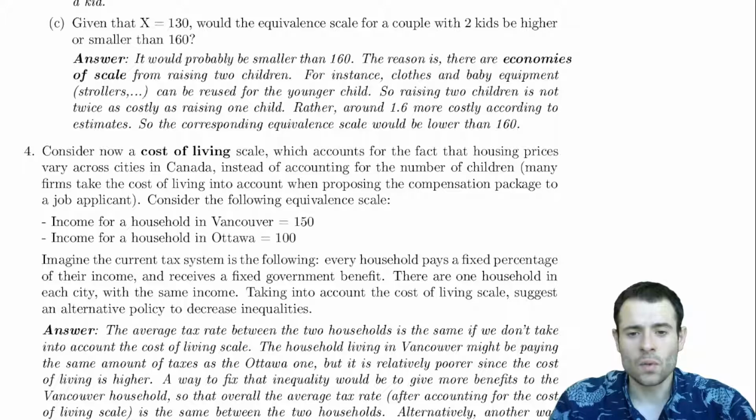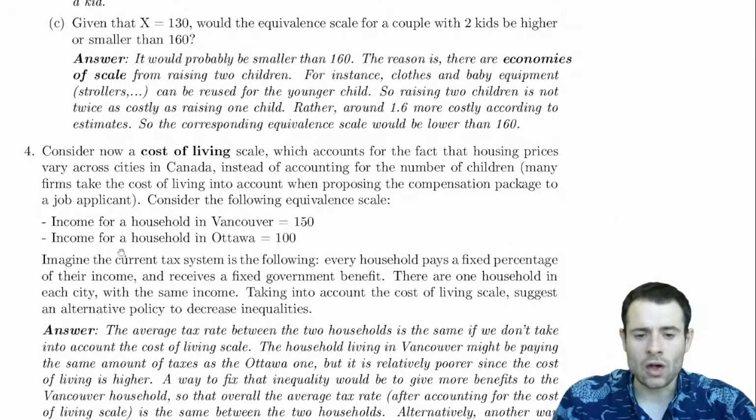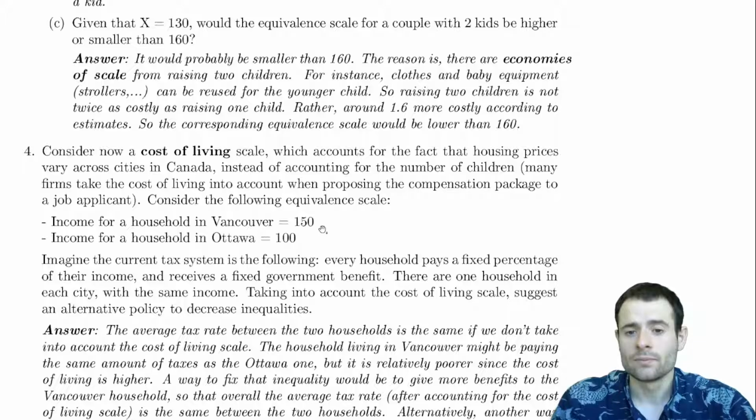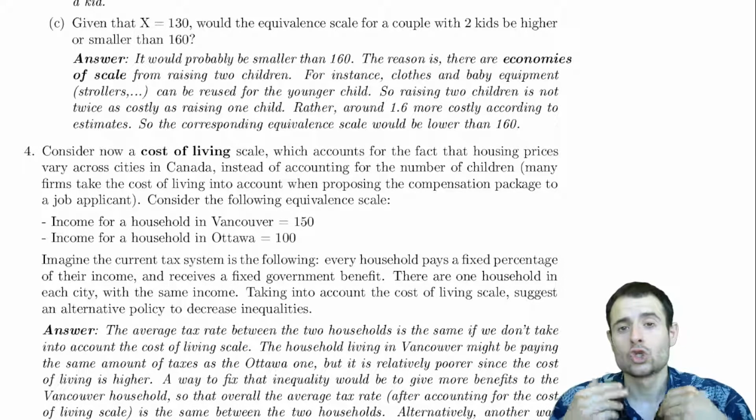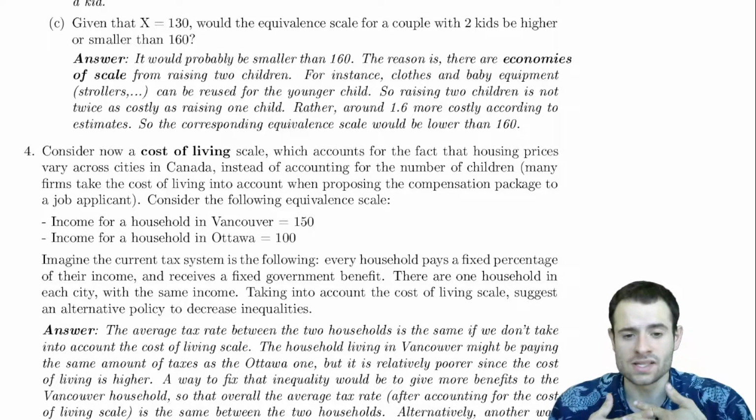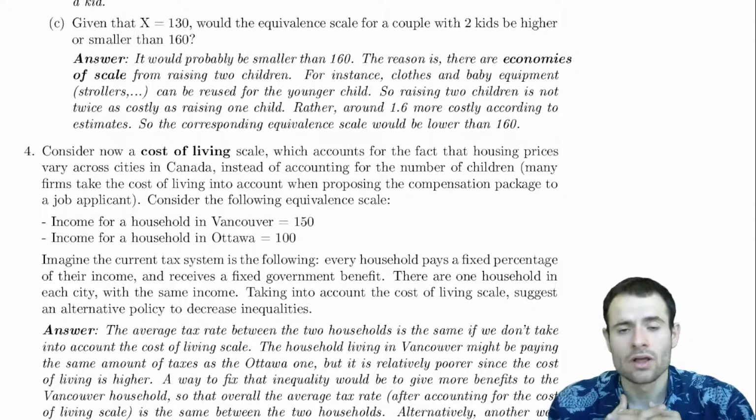So consider the following equivalent scale. If the income for a household in Ottawa is 100, then the income for a household in Vancouver is 150. The idea is that one household in Vancouver needs to be 1.5 times richer than the same household in Ottawa to be considered as rich, due to the fact that housing prices are higher in Vancouver than Ottawa.